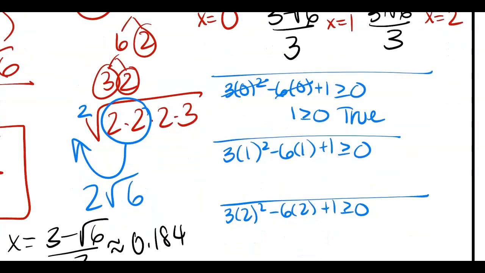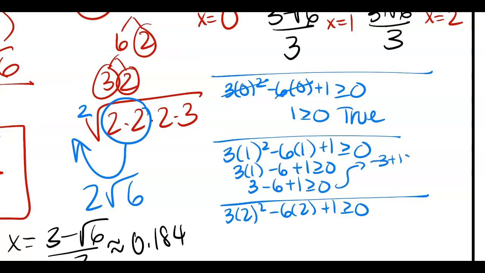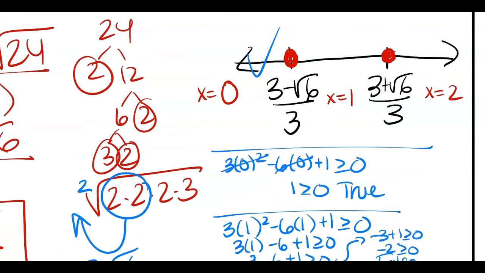Let's look in the middle for 1. 1 squared is just 1, so 3 times 1 minus 6 plus 1. 3 times 1 is just 3, minus 6 plus 1. 3 minus 6 is negative 3 plus 1. And negative 3 plus 1 is negative 2. Is negative 2 greater than or equal to 0? No, that's false. So in the middle of this graph, we're not going to include that.